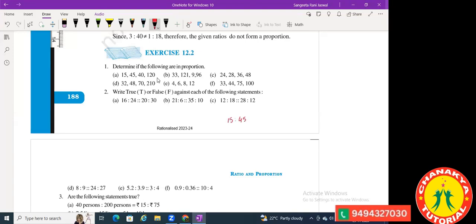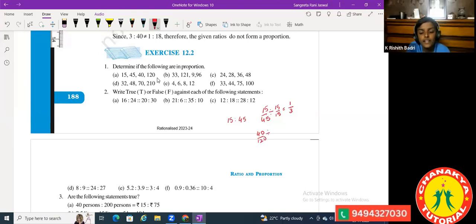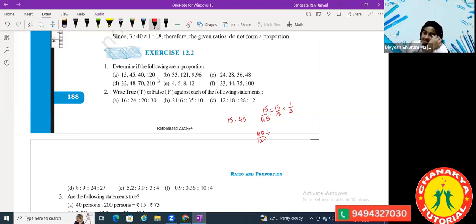So 15 is to 45. You have to show whether they are in proportion. To show that they are in proportion, you need to show that both ratios are equivalent. So what will you do? 15 by 45. When you reduce it to the lowest form, you can reduce it by 15. You get 1 by 3. And 40 by 120, what will you get? Zeros can be cancelled, and divided by 4, we get 1 by 3.